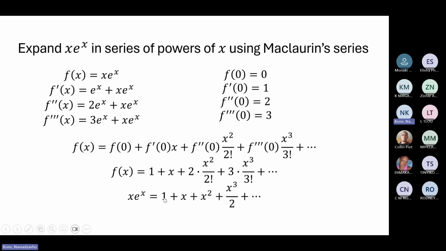So which means the final answer has got a 0 here. This value is not there. So it starts from here. So the Maclaurin series for x e to the power of x is x plus x squared plus x to the power 3 over 2 plus the other terms as you go, depending on the number of terms that are required. And that is how to do a Maclaurin series.